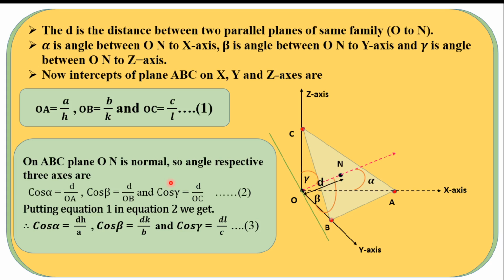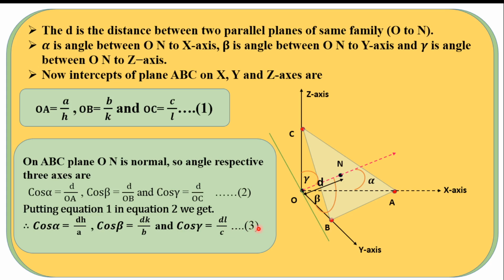ON is equal to d, so d divided by OC. So this is our equation 2. Putting equation 1 in equation 2, we get cos alpha is equal to OA, which is a by h. So h came in the numerator: dh divided by a. Similarly cos beta is dk divided by b, and cos gamma is dl divided by c.